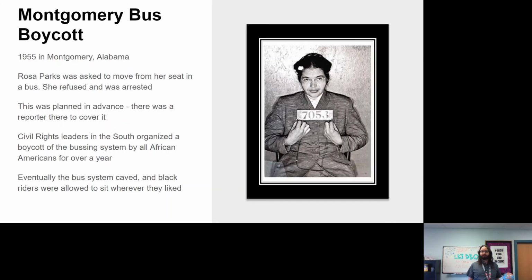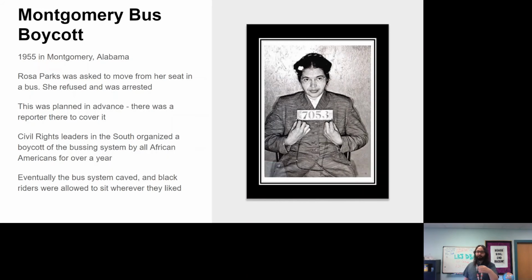So let's talk about some of these victories, some of these defeats. The Montgomery bus boycott, 1955, Montgomery, Alabama. This is one of the turning points in the civil rights fight. So Rosa Parks is asked to move from her seat in a bus. She refuses. She gets arrested. This was all planned in advance. This wasn't just her deciding one day, like, I don't feel like getting up. There was a reporter there to cover it. She had talked this out with other civil rights people. Like, this was a plan.